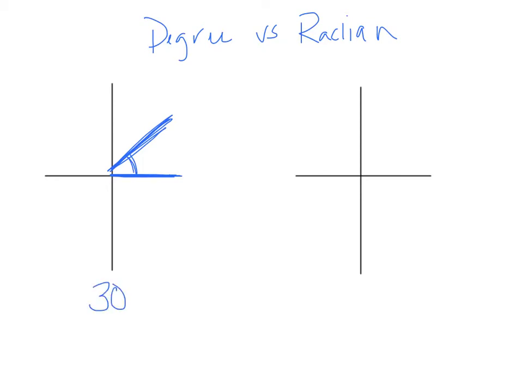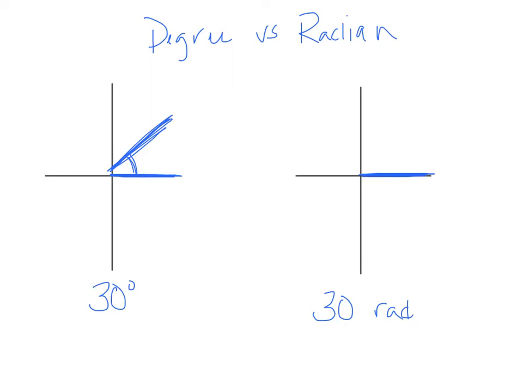Now that we have an idea of what a radian is, let's go ahead and compare a degree versus a radian. So let's say we start off with an angle of 30 degrees. So my initial side is going to be on the x-axis. My terminal side is going to be somewhere in the first quadrant. So this angle right here, let's just say is 30 degrees. So an angle that is 30 radians, this angle over here that I'm about to draw, I'm going to start with my initial side on the x-axis.